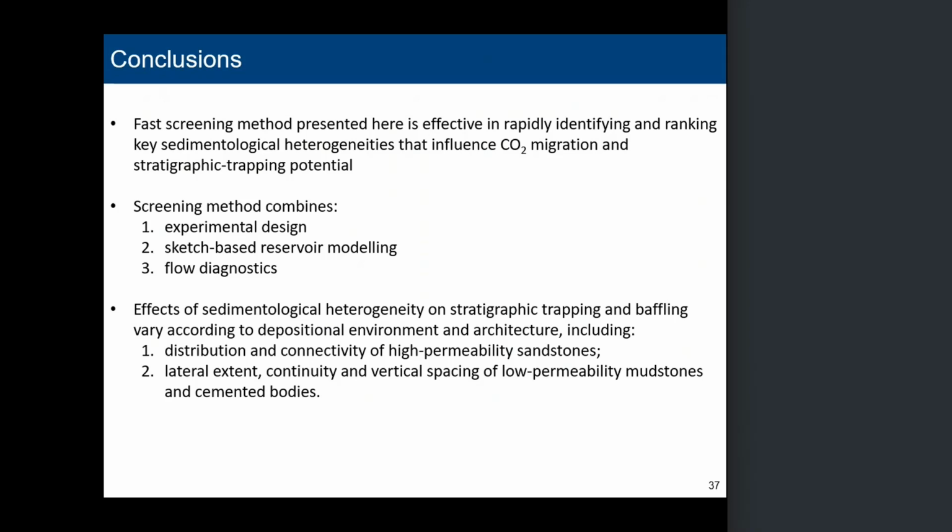In terms of what's important from those 2 case studies, there's probably nothing surprising in this, but we're still able to identify heterogeneities which control the distribution and connectivity of high permeability sandstones. Whether that's lenses or sheets of Aeolian sandstone, or the plan view geometry of the delta as it built out, and also the lateral extent, continuity, and vertical spacing of low permeability mudstones and cemented bodies. Again, no surprises there, but these are likely to be important in terms of CO2 storage as well.